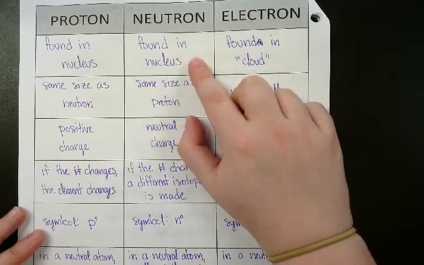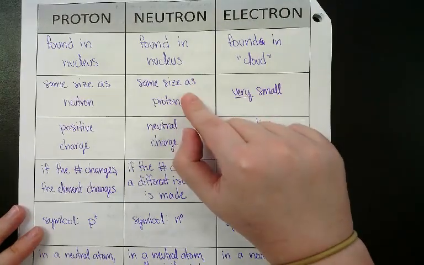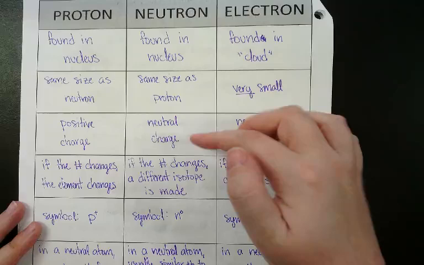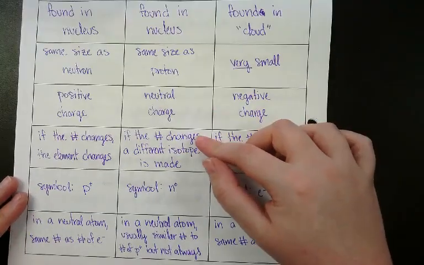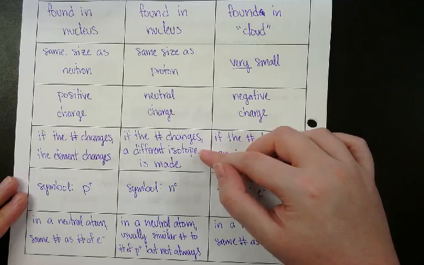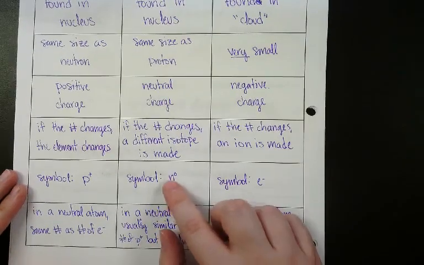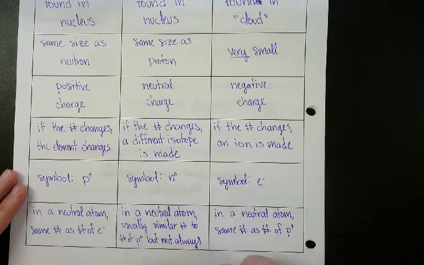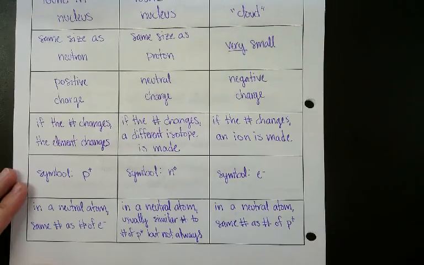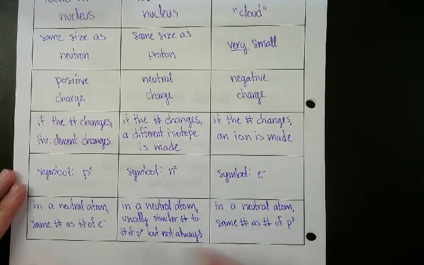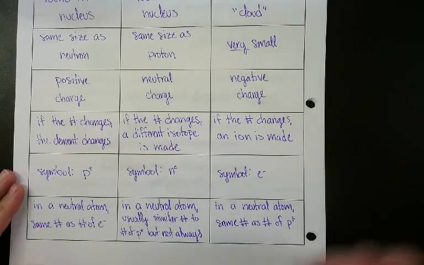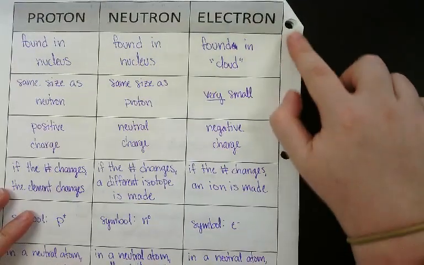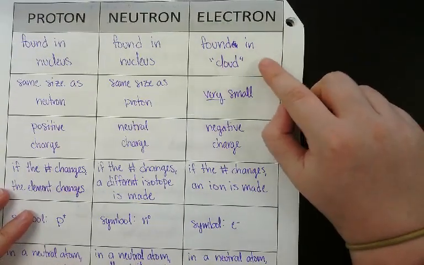Neutrons. They're also found in the nucleus, and they're going to be the same size as a proton. They have a neutral charge. If we change the number of neutrons, we're making a different isotope. The symbol for a neutron is a lowercase n and then like a 0 in the exponent spot. And in a neutral atom, the number of neutrons is usually very similar to the number of protons, but it's not always.